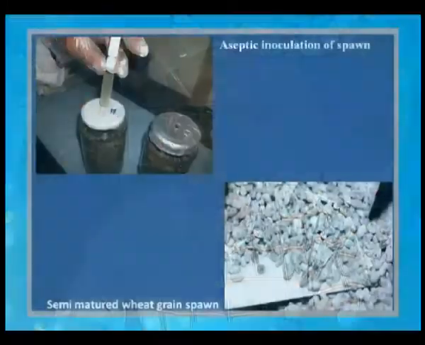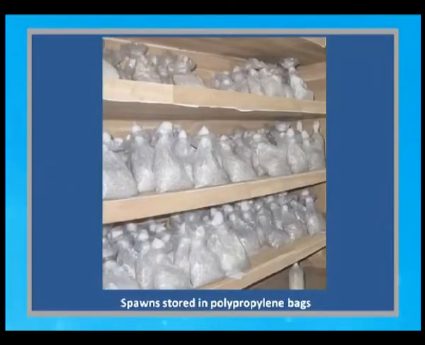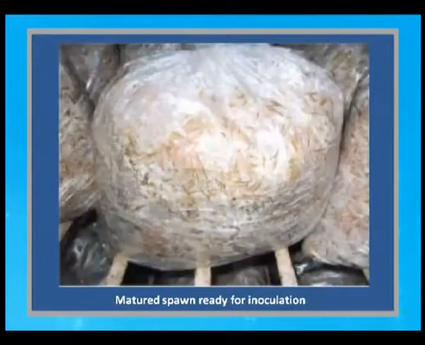And this is how it looks like. This is how the inoculation is done, and this is how it looks like after the spawn gets matured. But these are wheat grains actually. And when they get matured, this is the tray where they are being matured, and usually spawn growth is better when we store it in darkness. And this is how the matured spawn looks like.